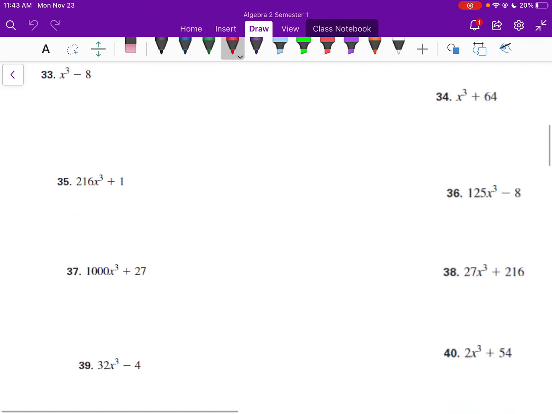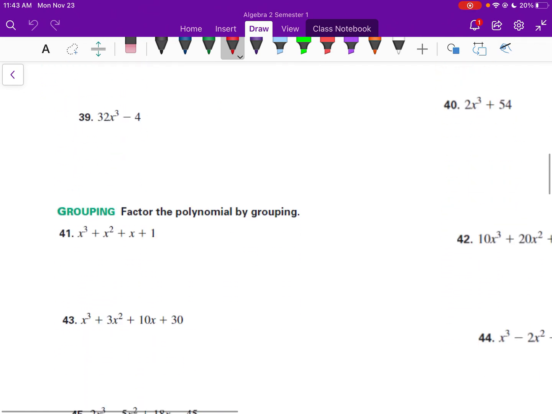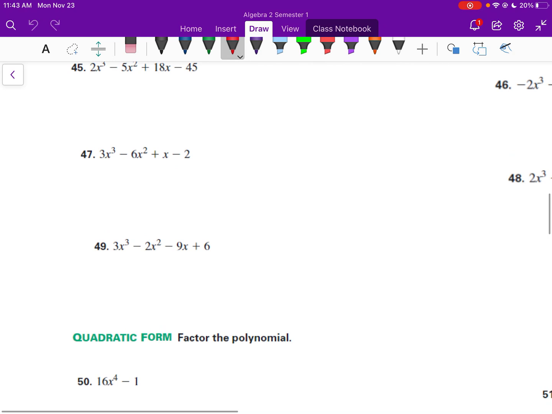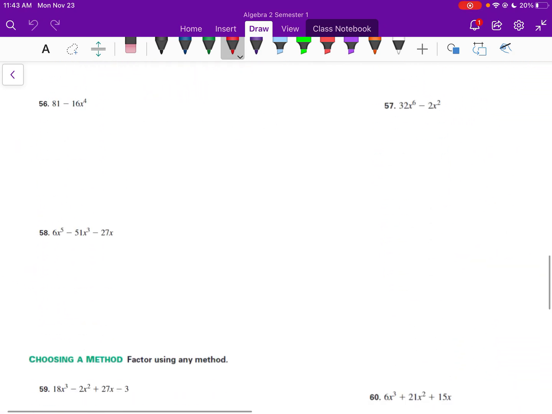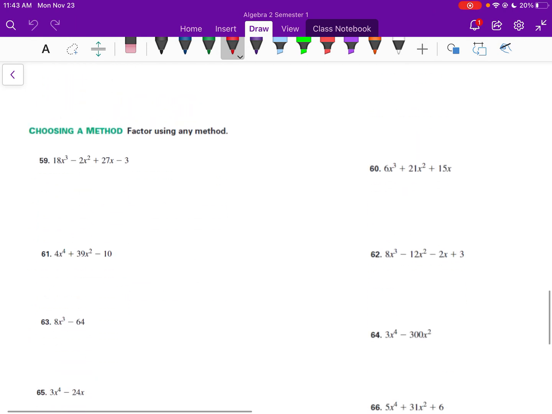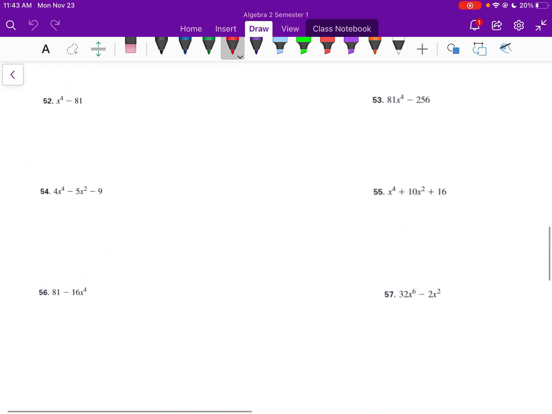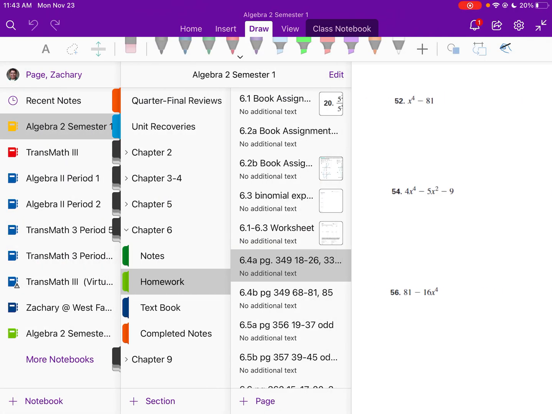Monomial factoring, sum or difference of cubes. That's probably the big part. Make sure to do all those. Okay, factor by grouping, probably do all those. And then those last 2 parts, do as many as you can in order to be able to factor properly.